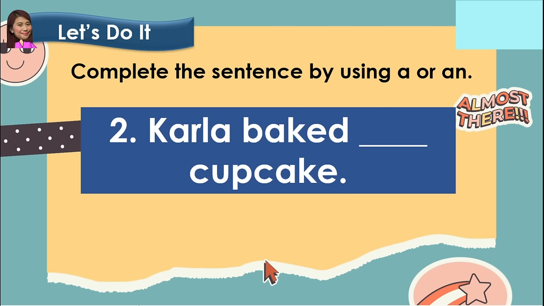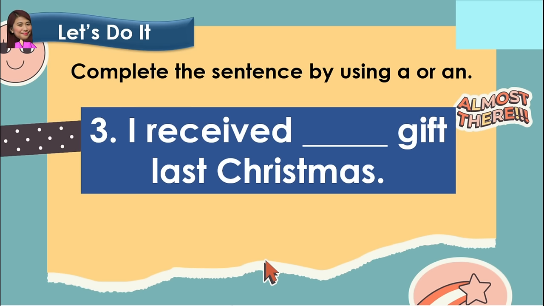Number 2. Carla baked blank cupcake. What do you think is the correct article? A or an? And the correct answer is A. Carla baked a cupcake. Number 3. I received blank gift last Christmas. Is it a or an? And the correct article is a. I received a gift last Christmas.